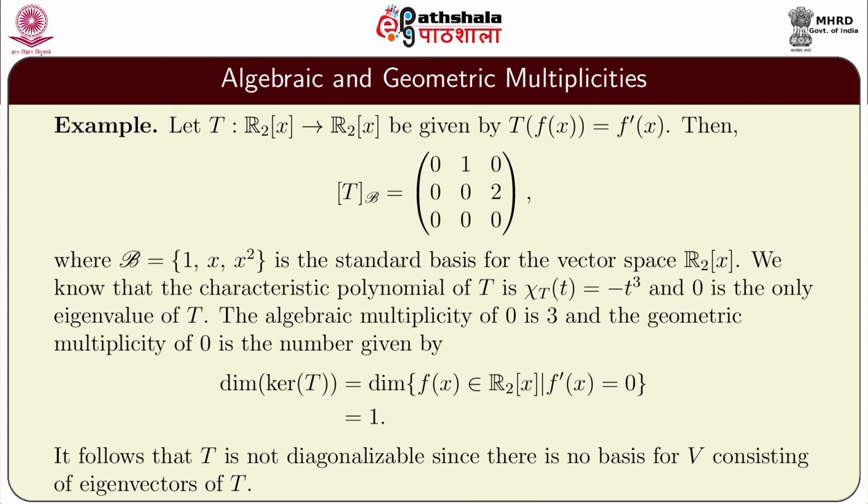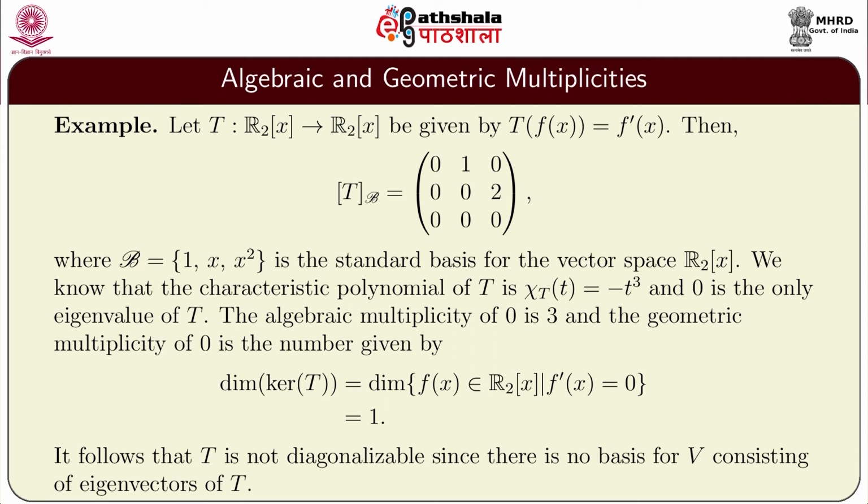If we take the standard basis B, which is 1, x, x square for the vector space R2[x], then the matrix representation of T with respect to this basis B is the 3 cross 3 matrix with first row 0 1 0, second row 0 0 2 and the third row 0 0 0. Therefore, the characteristic polynomial for T turns out to be chi_T(t) equal to minus t cube, and clearly 0 is the only eigenvalue of T.